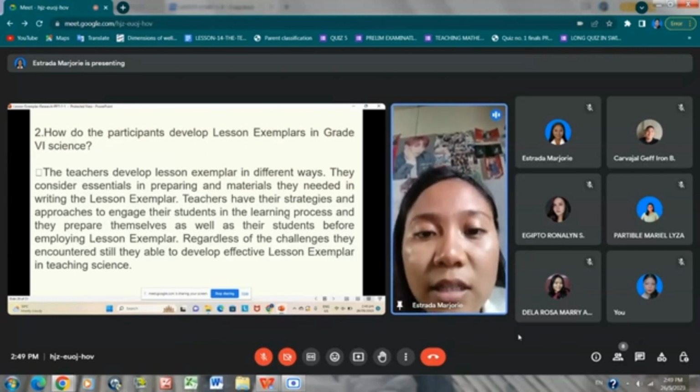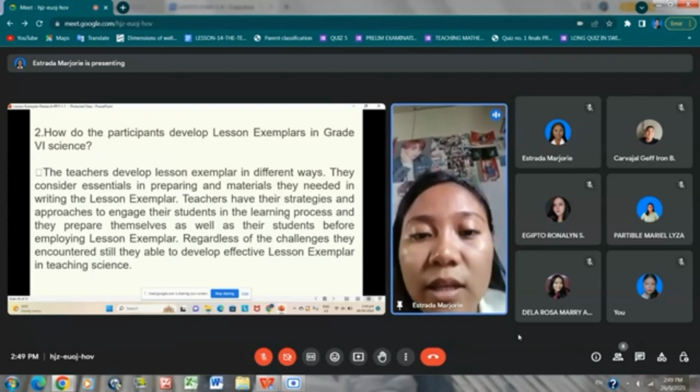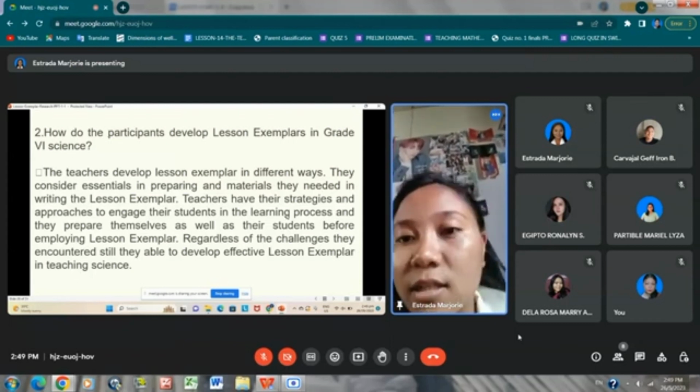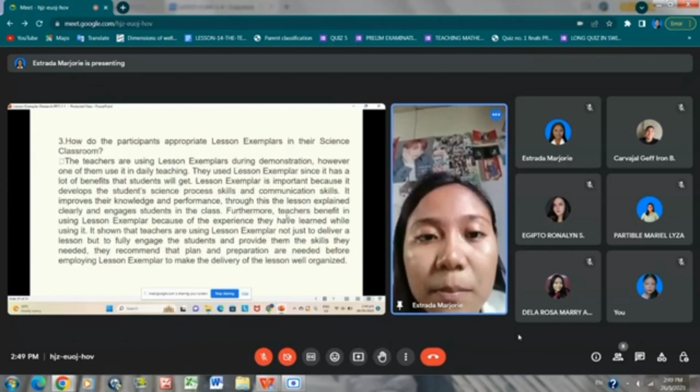Teachers have their strategies and approaches to engage their students in the learning process, and they prepare themselves as well as their students before employing lesson exemplar. Regardless of the challenges they encountered, they were able to develop effective lesson exemplar in teaching science.